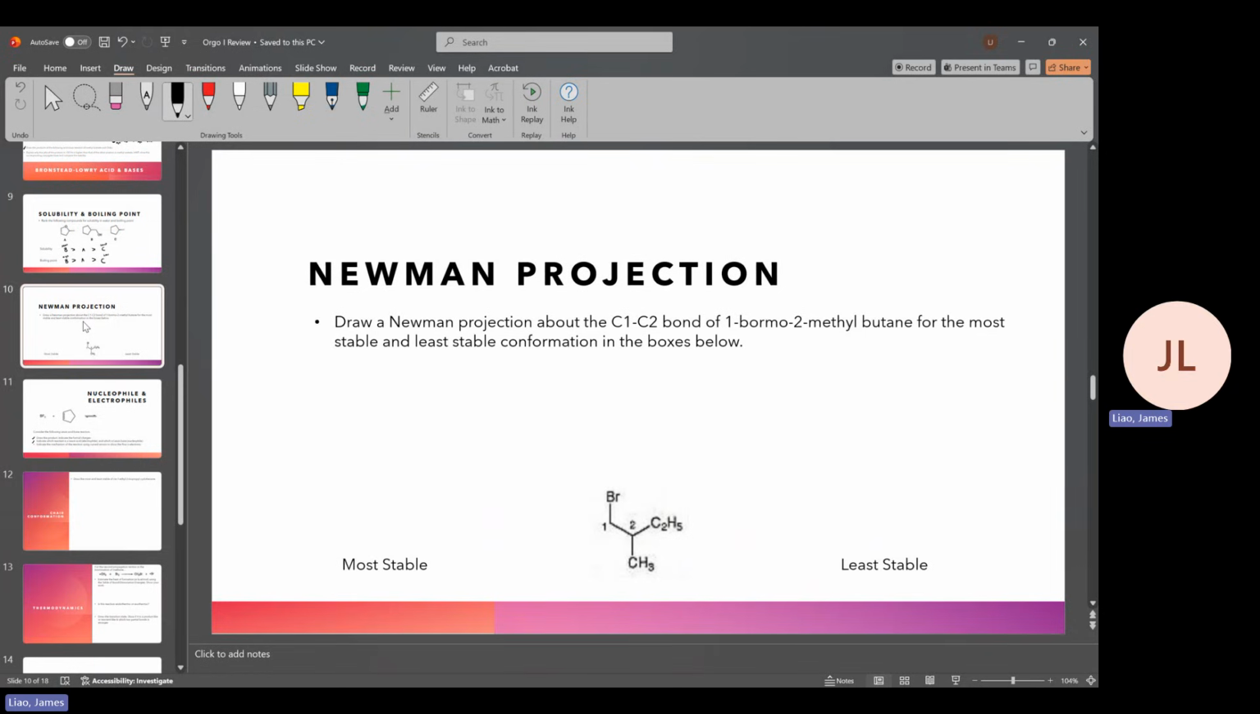Next question involves Newman projections. We need to draw a Newman projection at the first and second carbons of 1-bromo-2-methylbutane, for both the most stable conformation and the least stable conformation, in the box below. Lots of words, be careful. So we're looking at the perspective of carbon 1 and carbon 2 of this molecule right here. If you think about Newman projections, we are focusing on the carbon 1, carbon 2 bond. So we're looking in this direction, like I have my eyepiece right here.